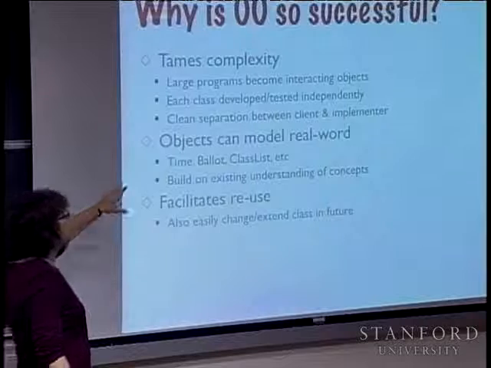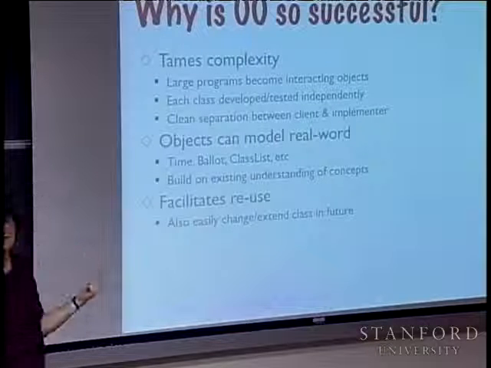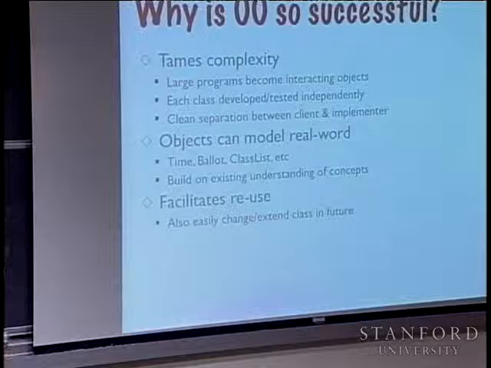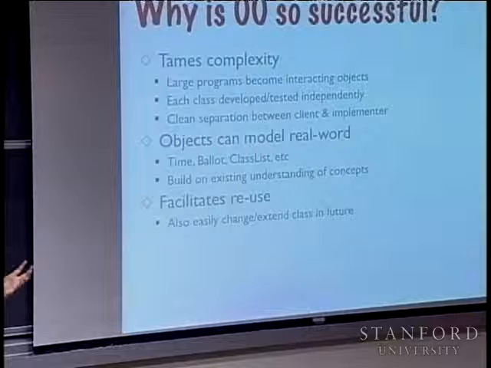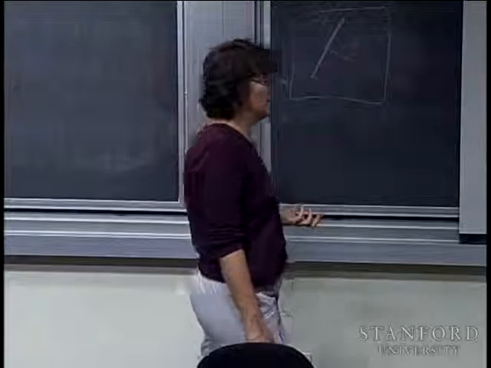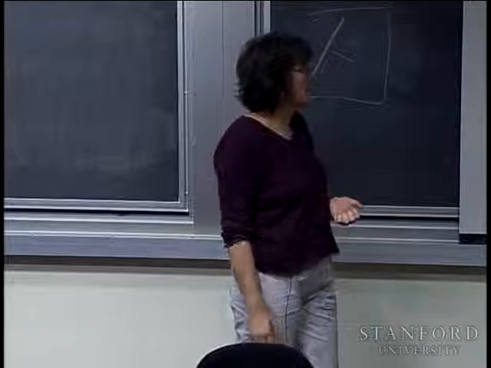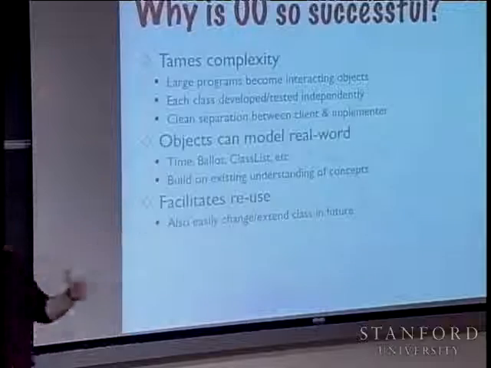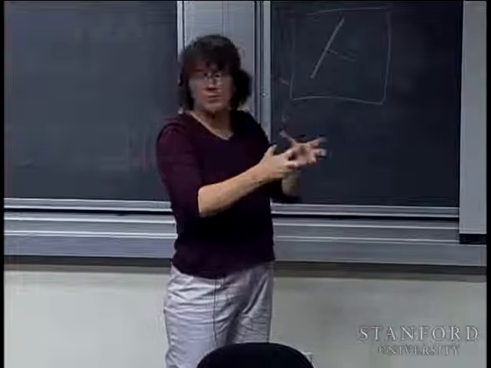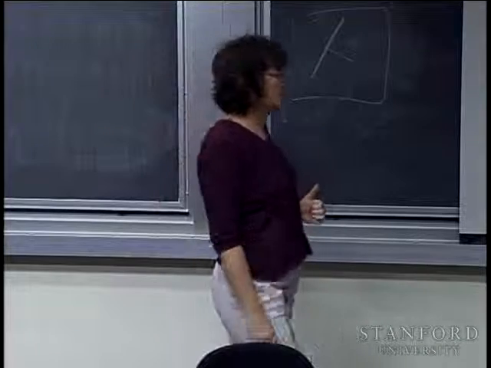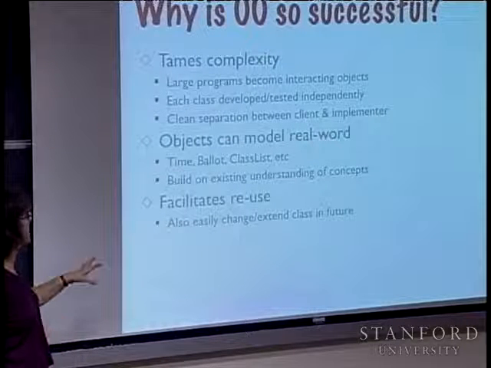It has the advantage of modeling the real world. We tend to talk about classes that have names that speak to us. What's a ballot? What's a class list? What's a database? What's a time, a string, a fraction? We have ideas about what those things are in the real world, and having the class model that abstraction makes it easier to understand what the code is doing and what that object's role is in solving the problem. It also has the advantage of facilitating reuse. Once you build a class and its operations, the idea is that it can be pulled neatly out of one program and used in another if the design has been done well, and it can be changed and extended fairly easily in the future if the design was good to begin with.